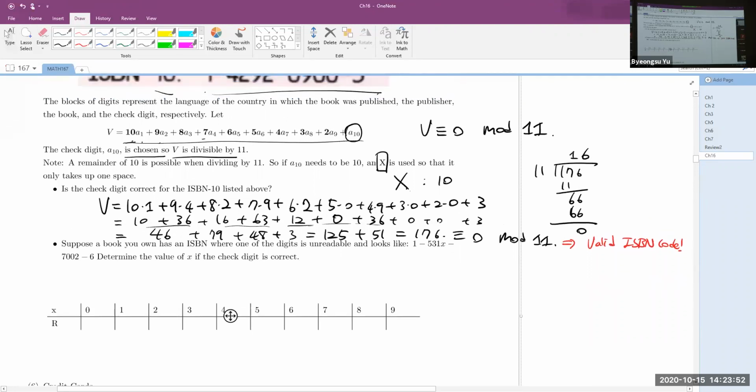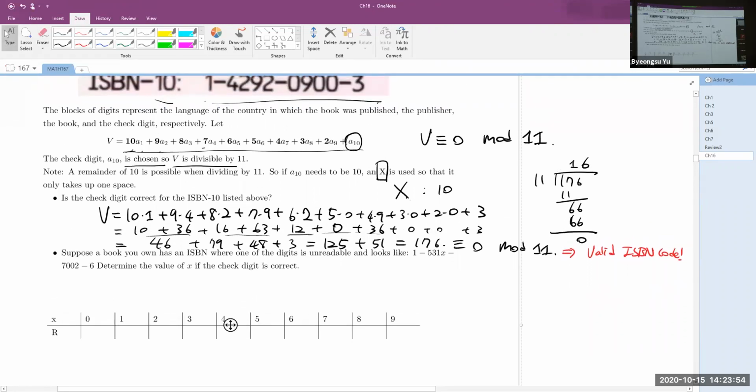The reason it is valid is that the check digit is chosen so that V is divisible by 11. Our check digit A10 in this case is 3, and by adding 3 we get 176. This is a multiple of 11 because 11 times 16 gives you 176. That's why this number is valid. Good.